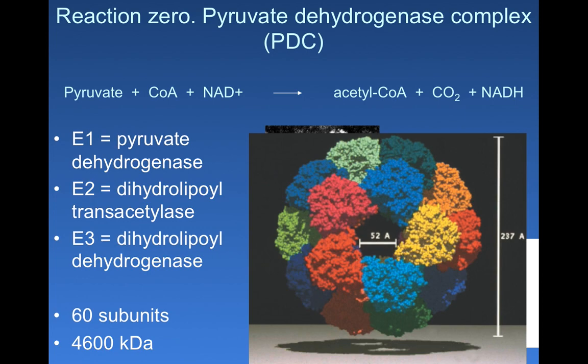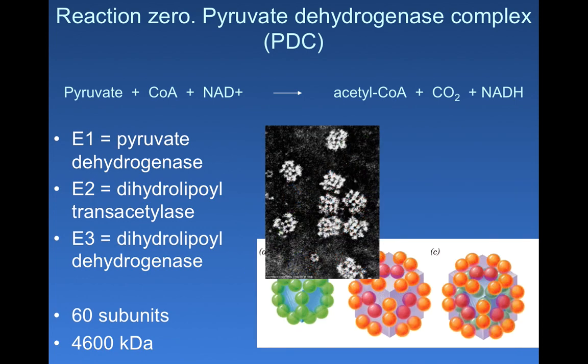Okay. You can actually see this thing under a microscope, which is astounding to think about. This is an electron microscope picture of the PDC complex, and it looks kind of like a cube with these enzymatic components decorated all on the outside of this cube. But it's such a huge structure, you can actually see the thing under a microscope.